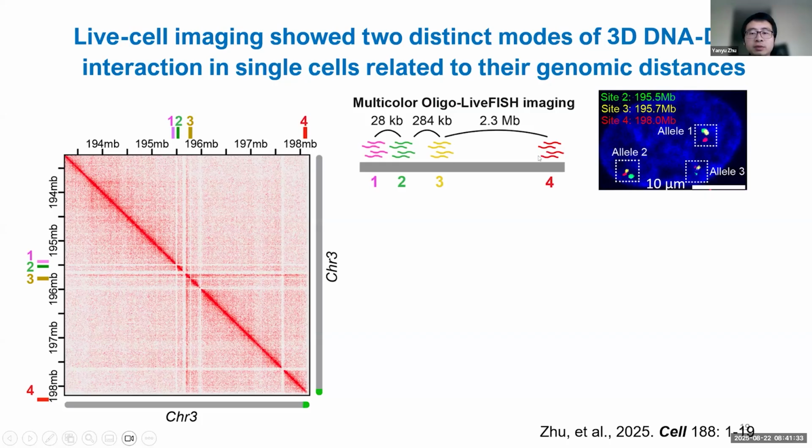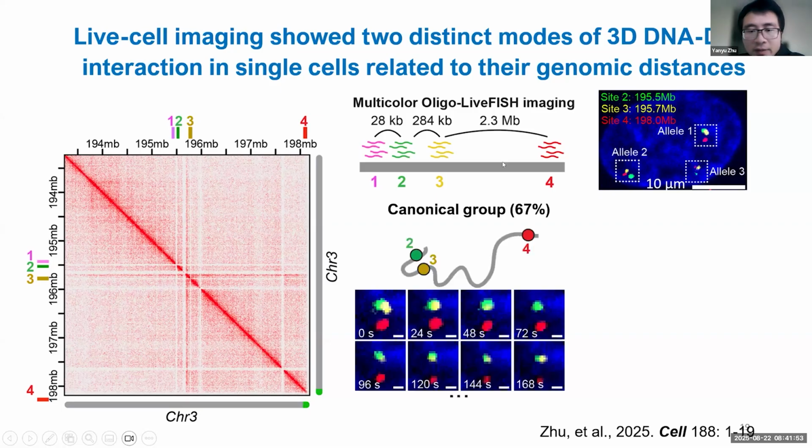Sites 1 and 2, 2 and 3, 3 and 4: 1 and 2 are 28 kb away from each other, 2 and 3 are 200 kb away from each other, and 3 and 4 are 2 megabases from each other. Intuitively, we expect that 2 and 3 will be closer than 3 and 4 in space. And that is exactly what we observed for part of the loci, roughly 2/3 of the loci are consistent with this expectation. We call this the canonical group. And you can see here 2 and 3 are closer in space compared to 3 and 4.